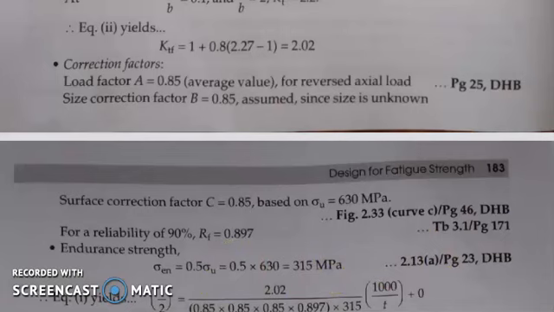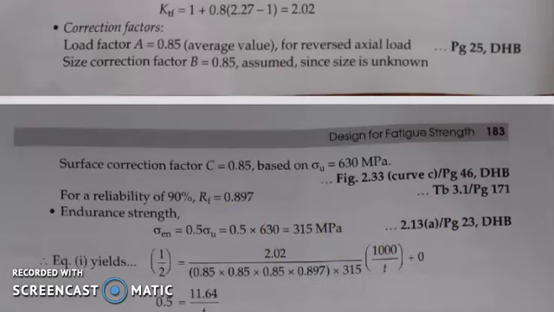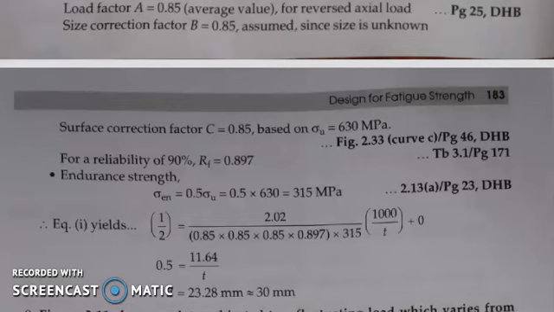Then all parameters we calculated, and we can substitute that in the Goodman equation. So we will get the value of T, that is the thickness. Thickness is equal to 23.28 mm. It is rounded off to 30 mm. The 30 mm is much bigger. If we consider it is 25 mm, it is also better for us.